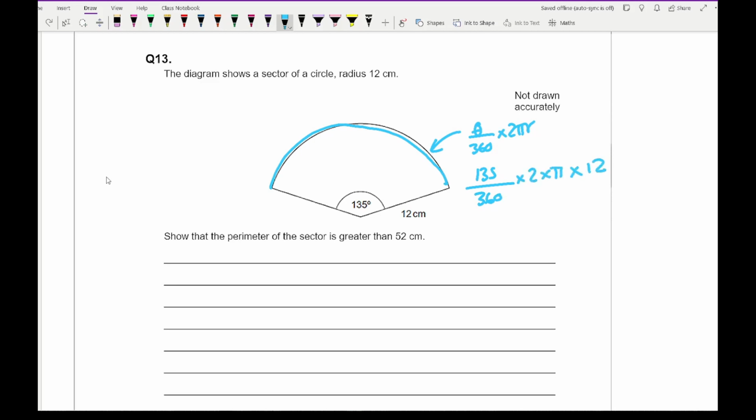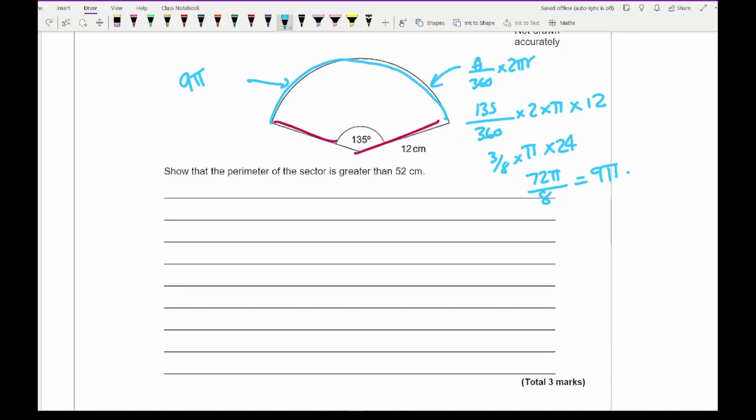Now if I simplify all of that, then what I get is 3 over 8 times pi times 24. And then if I neaten that up further, I get 72 pi over 8, which is 9 pi. And from this, what we can then do is work out the perimeter. So it's 9 pi plus the 2 lengths, which is going to be 12 plus 12. And that gives me 9 pi plus 24.